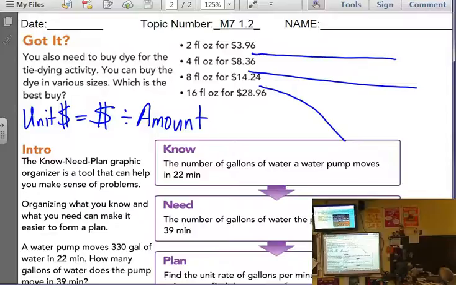So, when we're trying to find the unit price, we want the price per one. So, back here on the front, if you're confused on finding the unit price, you can come back and say unit price, which I would highlight if I was you, is always dollars on top, amount on bottom. So we do the division like that. So, back here, I have my dollars and my amount, so I'll take $3.96 and divide it by 2. Then I'll take $8.36 and divide it by 4. Does that make sense? That we're going to do the same thing for each of these, just the dollar amount divided by the ounces.